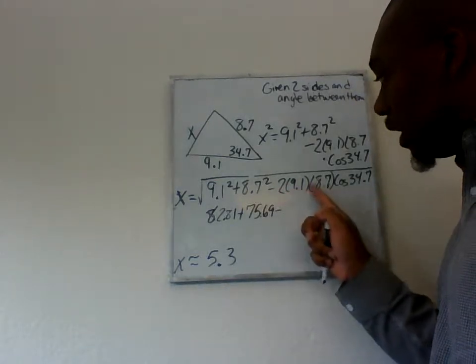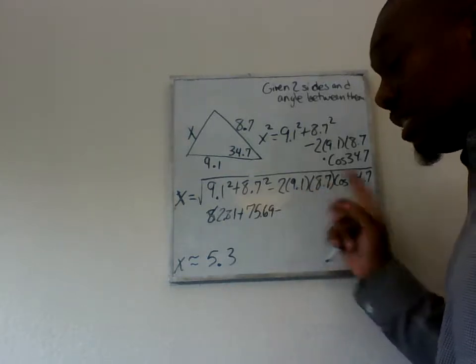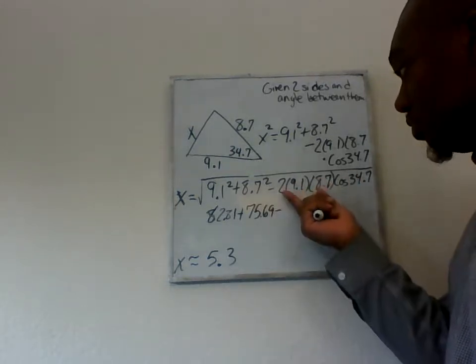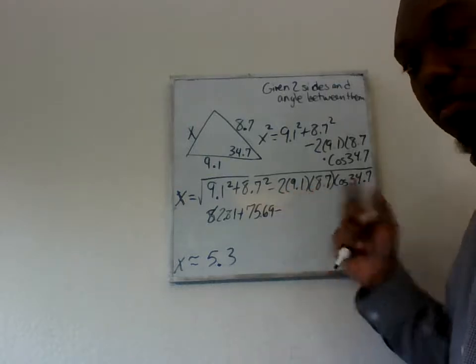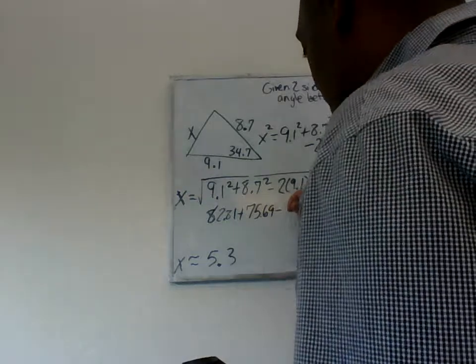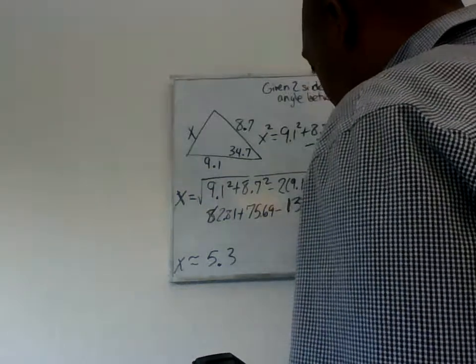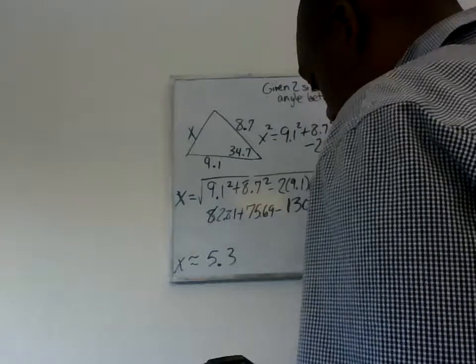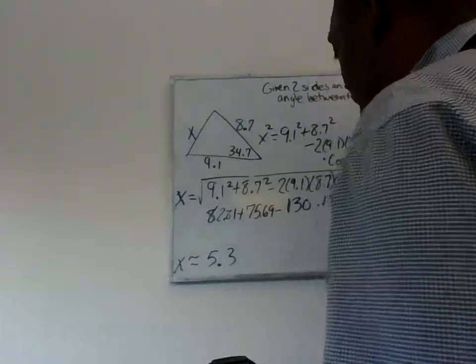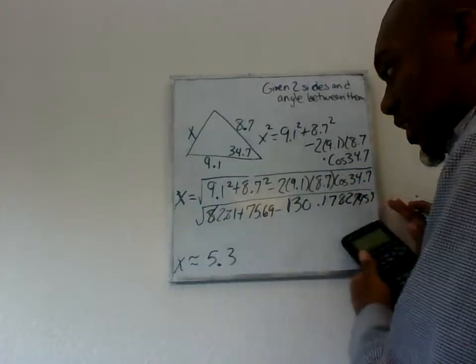The two sides that are given, and the cosine of the given angle. Again, this is a common mistake that people make. They'll just do just this part and subtract it. We need the entire thing multiplied first. So in this case, we end up with 130.17827457. And remember, we're taking the square root of all of this once we finish it.